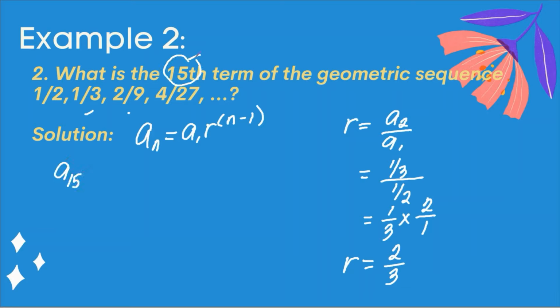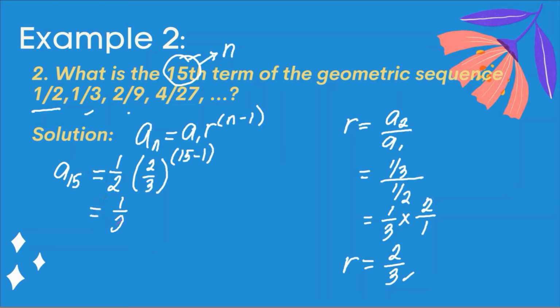Because we're looking for the 15th term, which is our n. So a sub 15 is equal to a sub 1, and our a sub 1 is 1/2, and our r is 2/3, to the power of n minus 1. So our n is 15 minus 1. So that is 1/2 times 2/3 to the power of 15 minus 1, which becomes 14.